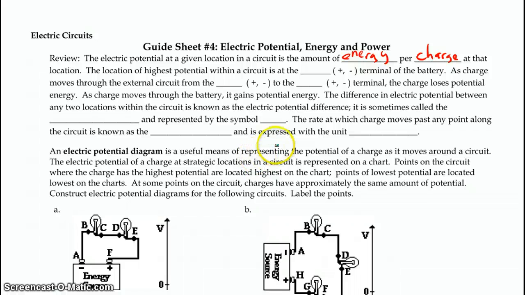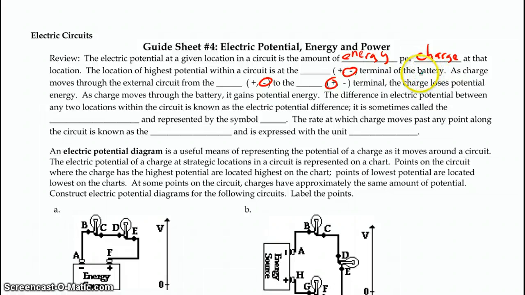The location of the highest potential in any of our DC circuits is going to be at the negative terminal. At that point, the electrons will have the most energy. As charge moves through the external circuit from the negative to the positive, it's always going to flow from negative, high potential, to positive, low potential terminal. The charge loses potential energy. As charge moves through the battery, it gains potential energy.